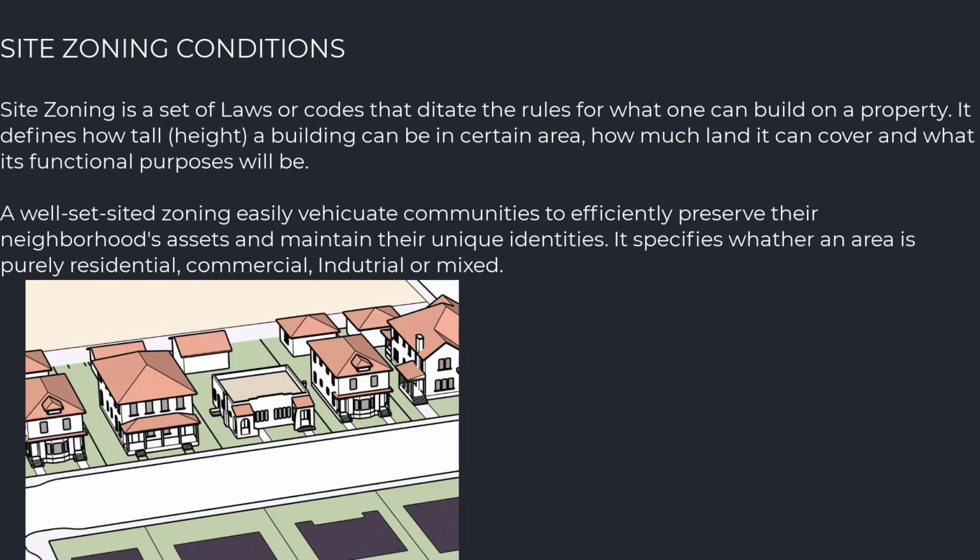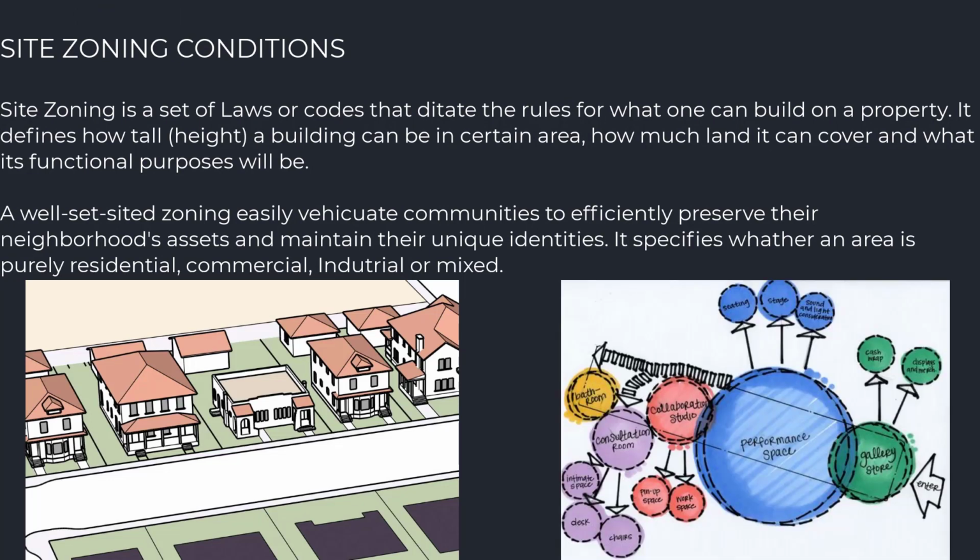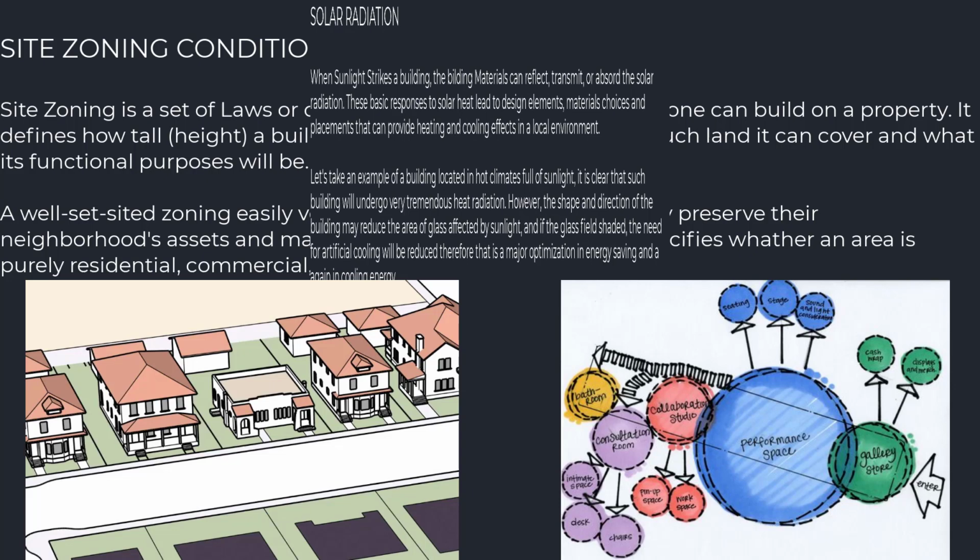After that, we roughly touched on zoning. We defined zoning as a set of laws or codes that dictates the rules for what one can build on a property. It defines how tall, meaning in height, a building can be in a certain area, how much land it can cover, and what its functional purposes will be.